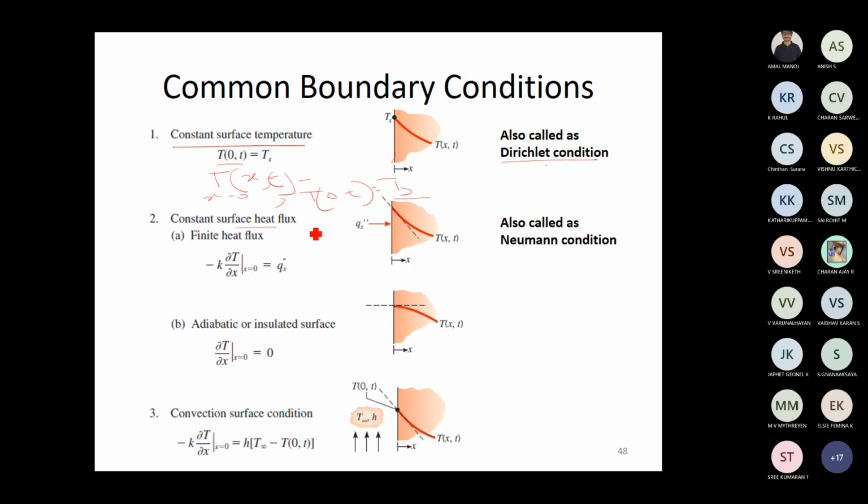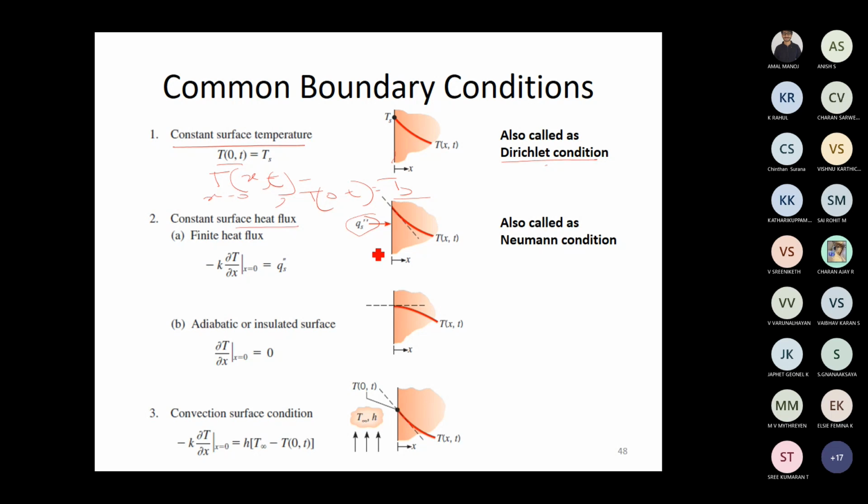The second one is a constant surface heat flux condition. You know the heat flux. Heat flux is the heat transfer per unit area. So heat flux is represented as Q double prime, Qs here, where s is the surface. So at the surface, the heat flux is constant. Now this kind of heat transfer boundary condition is possible when you are supplying heat using electrical resistors.